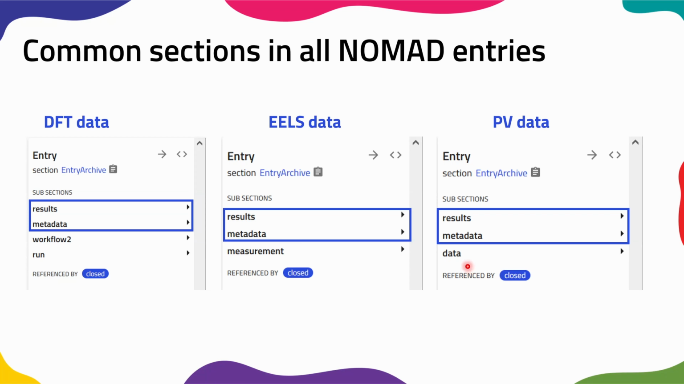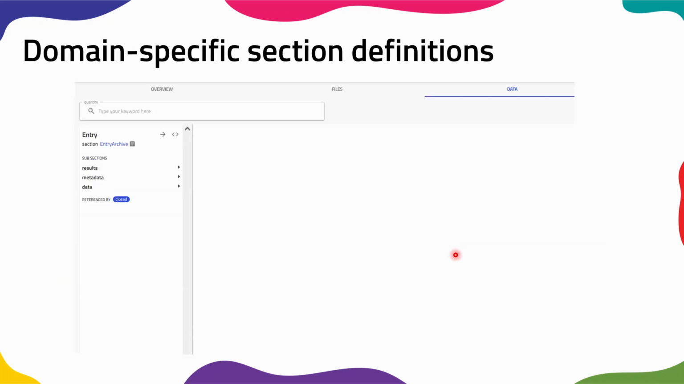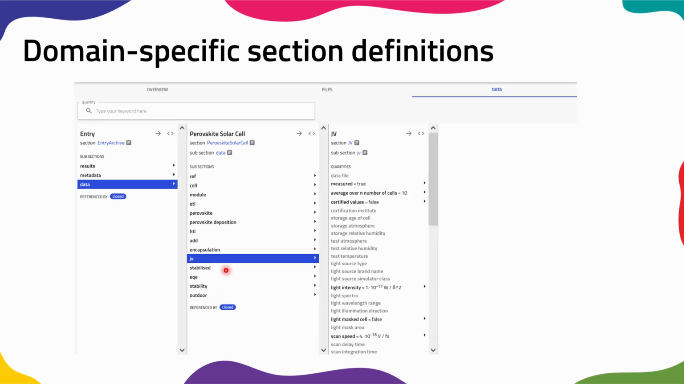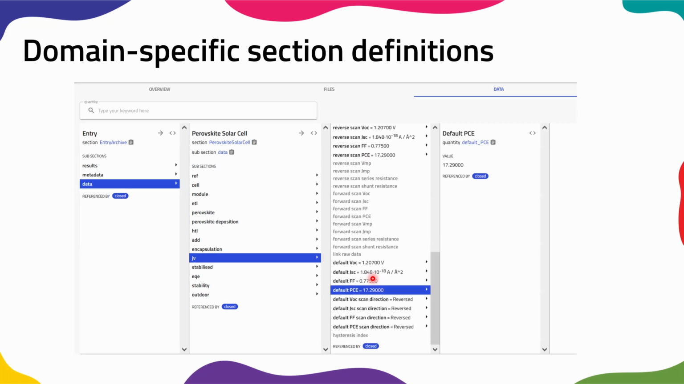And if we go into details of these domain-specific sections, for example, for the PV data, if you click at the data, you would see that it's a specific section called perovskite solar cell. It has all the subsections that define the characteristics of this data coming from this domain, and then picking a random subsection here, you'll find the quantities that are used to define the different characteristics. And also you can see the values filled into these quantities.